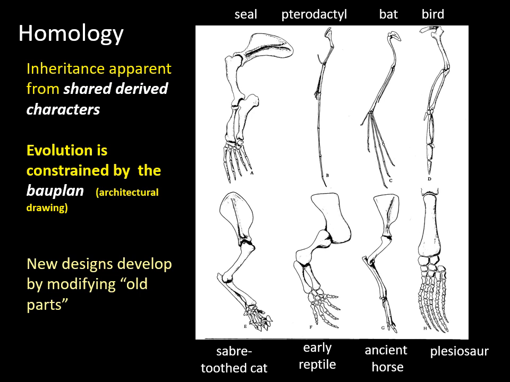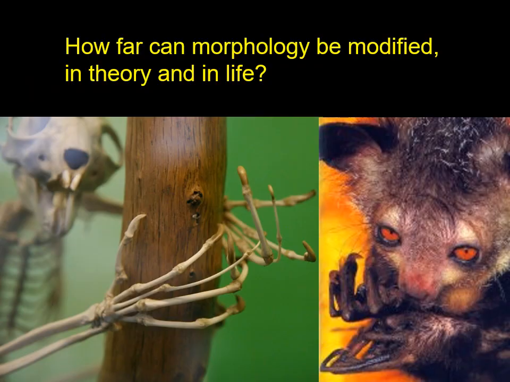This is acquiring characteristics over time from ancestor to descendant. While homeomorphy or convergent evolution is two organisms, totally unrelated, that look similar just because they're doing the same job, but they may not be modifying the same parts to do it. And these modifications can really go to some extremes, and let's look at a few examples.